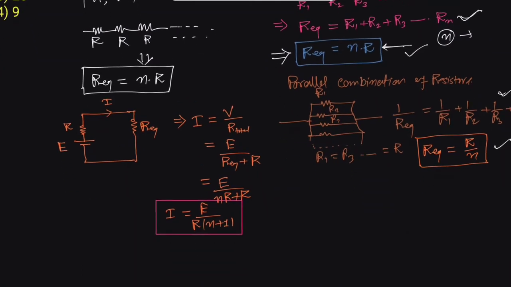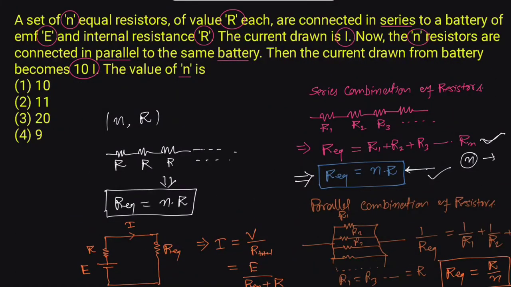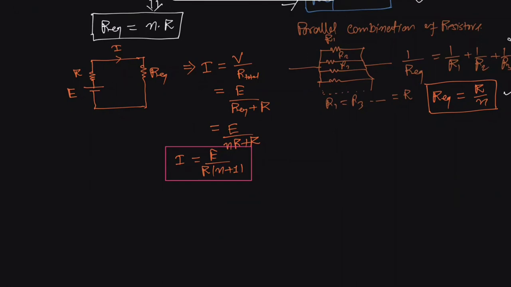which is given in the question, that this current I starts flowing. Now the second condition given is that the same n resistors are connected in parallel to the same battery, then the current drawn from the battery is 10 times, or 10I. So let's draw the circuit for the second condition. The n resistors are connected in parallel, each having resistance R. If there are n such resistors, the equivalent resistance of this parallel combination would be R upon n.